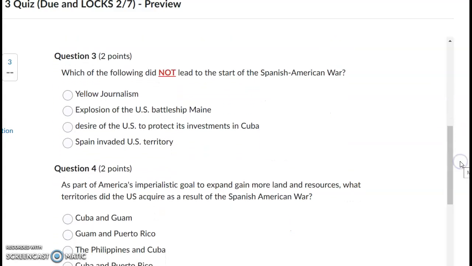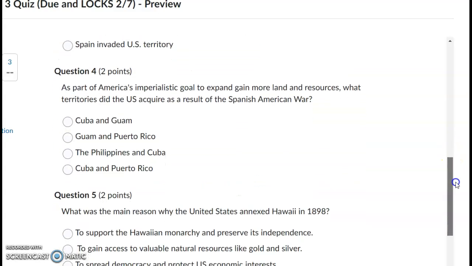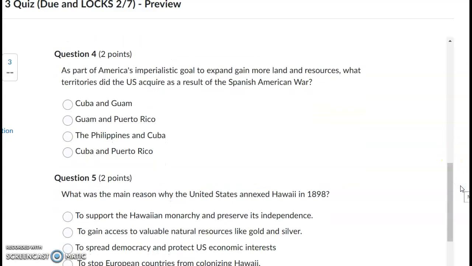Question number 3. Which of the following did not lead to the start of the Spanish-American War? Yellow journalism, explosion of the U.S. battleship Maine, desire of the U.S. to protect its investments in Cuba, Spain invaded U.S. territory.